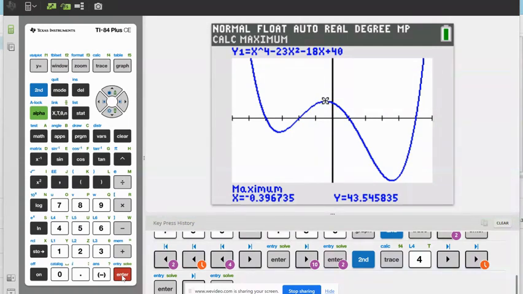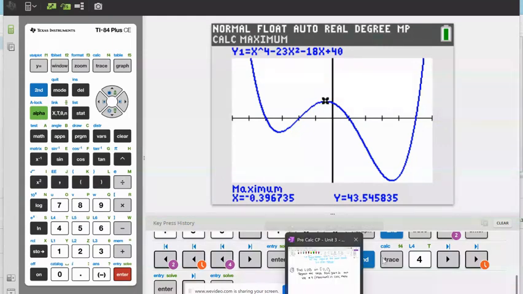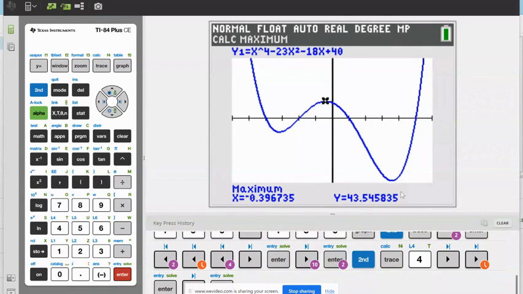43.546. What if your numbers aren't exactly the same? The 3 decimal places should be the same. After that, it could be different. Are your 3 decimal places not the same? Yeah. Really? Why?